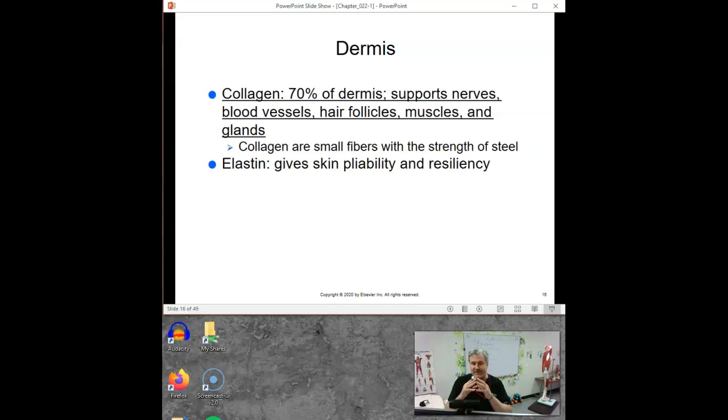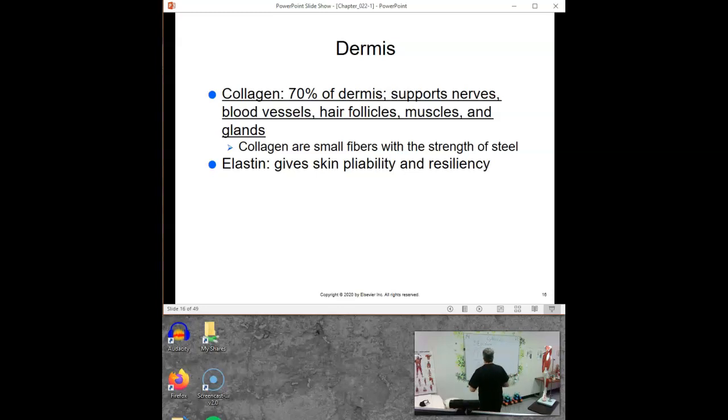The dermis layer is connective tissue. And all connective tissue has some cool qualities to it. It's all a little bit different, but it all has collagen and elastin in it. This is true about your fascia. This is true about your tendons and your ligaments. And collagen and elastin are amazing.